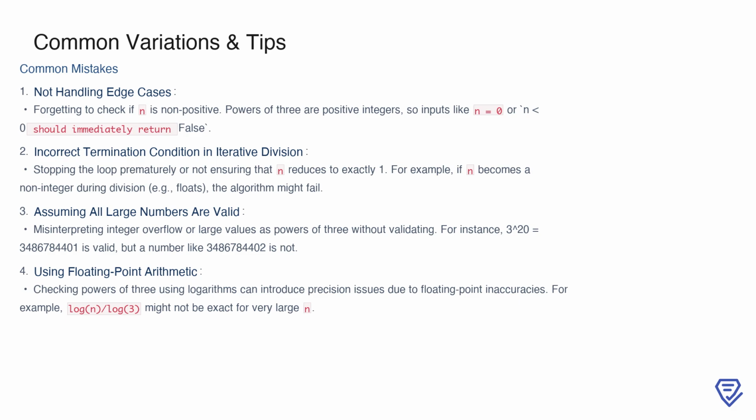Another common issue is assuming that all large numbers are valid powers of 3 without proper validation. For example, while 3 to the power of 20 is a valid result, a similar looking number like 348,678,4402 is not.